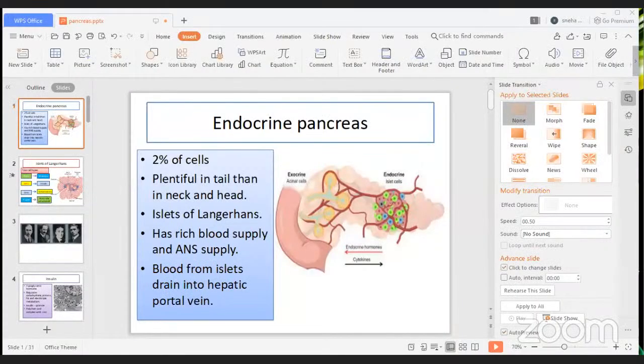Can you hear me? Can you see the screen? Ma'am, the screen is not visible, but you're audible. Why is screen sharing not possible? I don't know what the issue is. Ma'am, now it started to show. Yes, it's coming. You can see the screen now? Yes, ma'am. Okay, so we will start today.